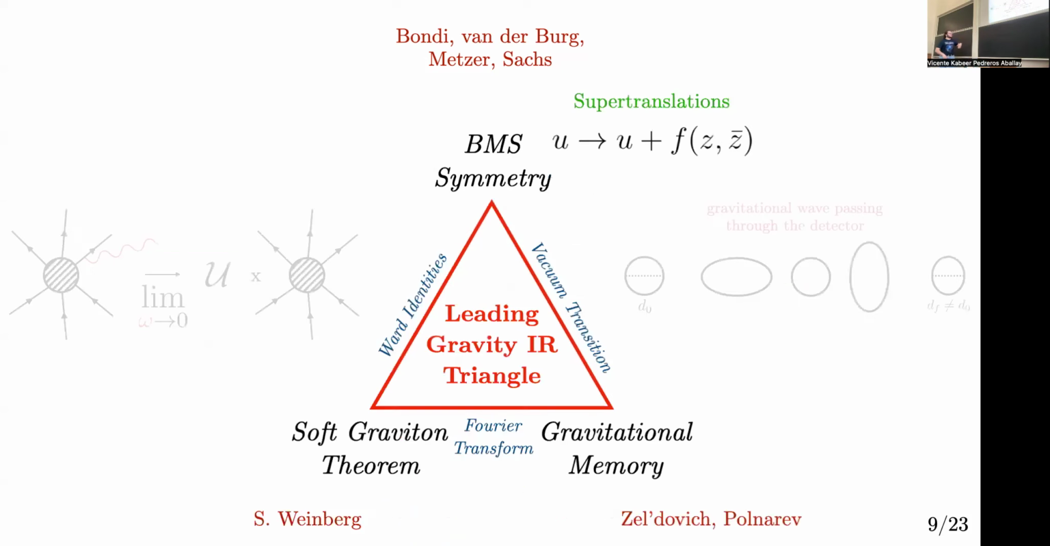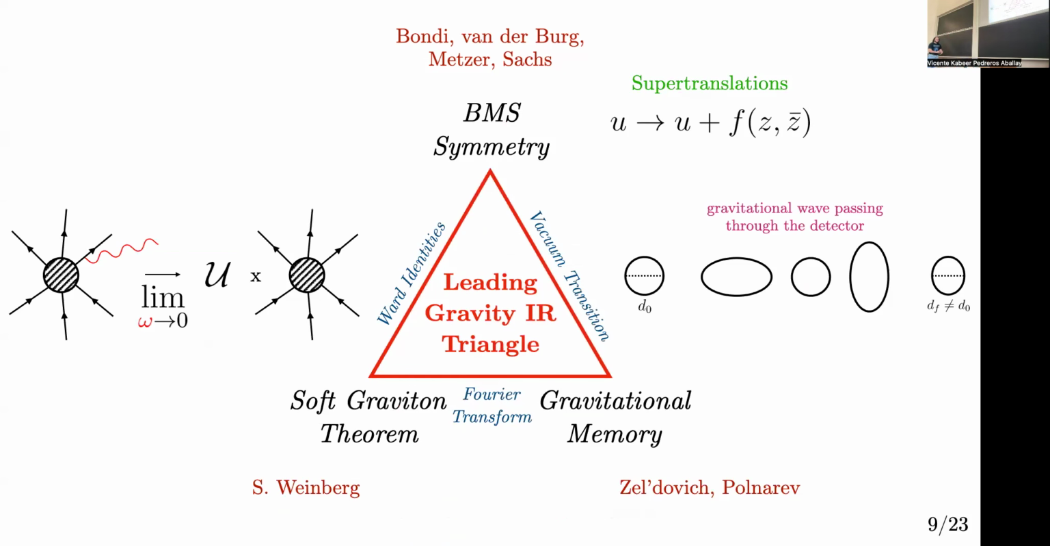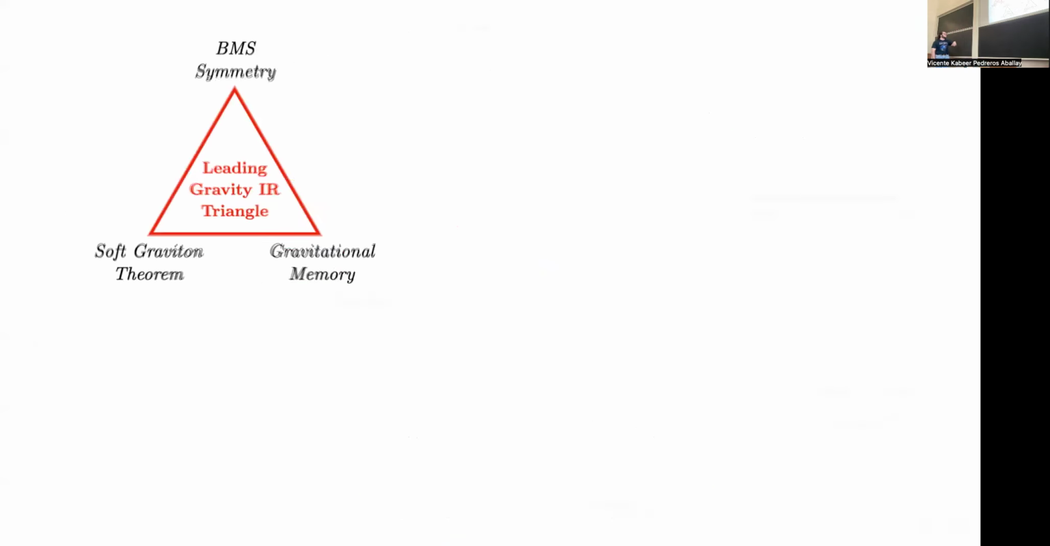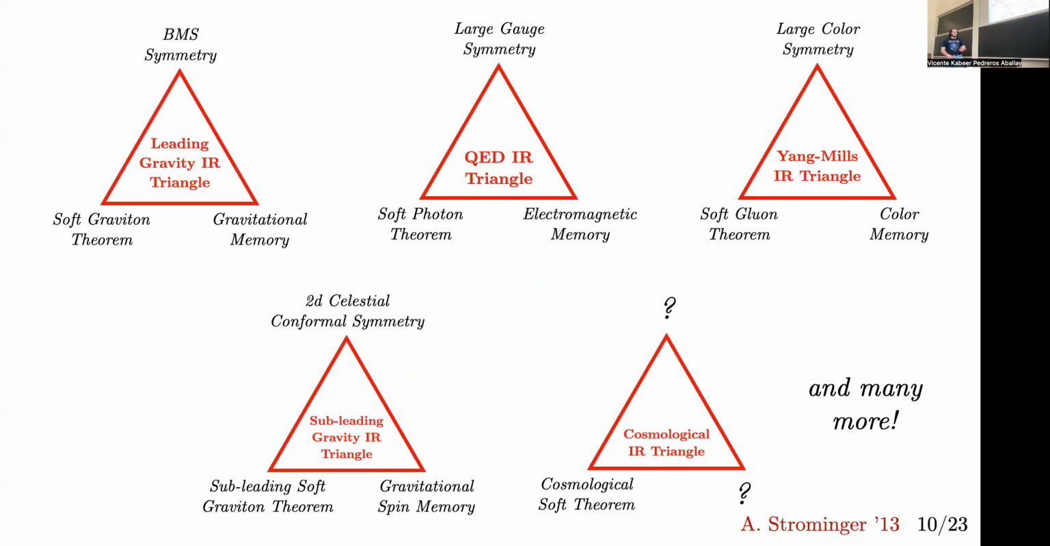All right, so this is the story for the leading gravity IR triangle. Of course, this is not just linked to gravity. We also have many more versions. We have the gauge theory versions, so we have a QED and Yang-Mills one. And as I've said before, we also have the more recent subleading version of the gravity IR triangle. There's also the proposal that this could apply to different areas of physics, so for instance we could have something like the cosmological IR triangle. Maybe we can fill it up. And of course, there are many more incomplete versions of this triangle over here.